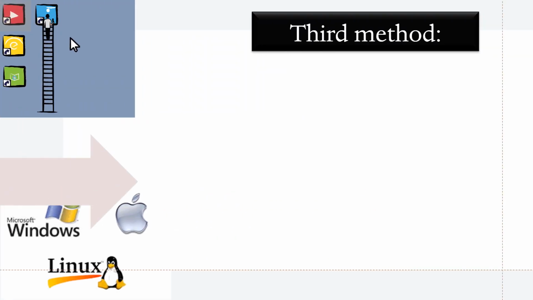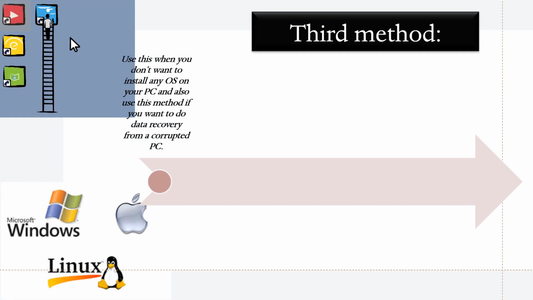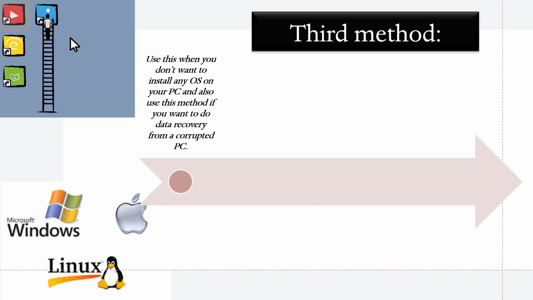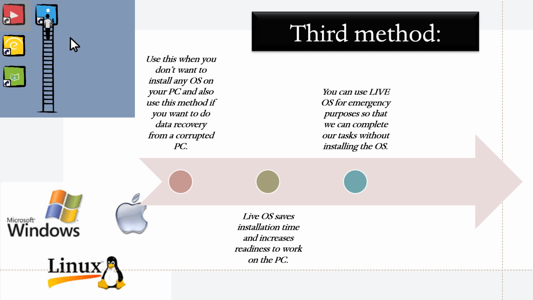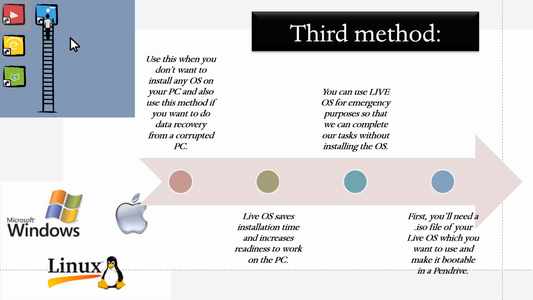Third method. Use this when you don't want to install any OS on the PC, and also use this method if you want to do data recovery from a corrupted PC. Live OS saves installation time and increases readiness to work on the PC. You can use live OS for emergency purposes so that we can complete our tasks without installing the OS.